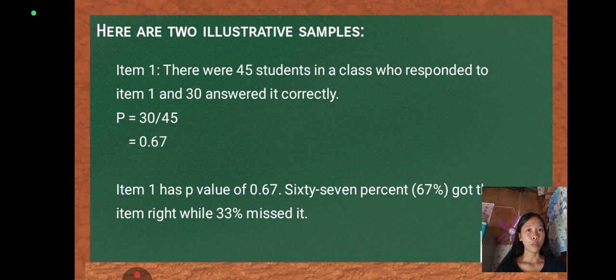First is item 1. There were 45 students in class who responded to item 1, and 30 answered it correctly. So the P value: 30 is the number of students who answered the item right, and 45 the total number of students. So 30 divided by 45 equals 0.67. Therefore, 67% got the item right, while 33% missed it.